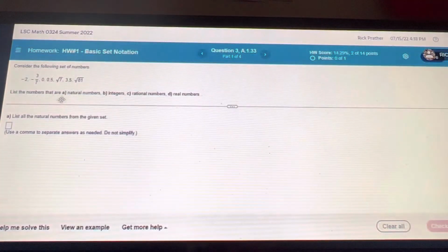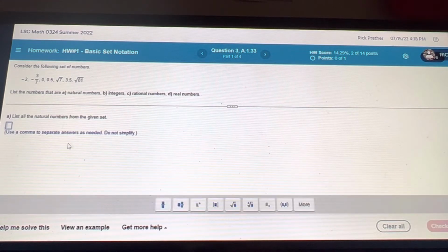So it says list the numbers that are naturals, integers, rational, real. So these are going to have some answers in more than one category. The natural numbers are positive integers only. So, okay, I was thinking they didn't have one, but they do have one because the square root of 81 equals 9. So I don't know if they want me to put it as 9 or the square root of 81, but this is what happens in homework.